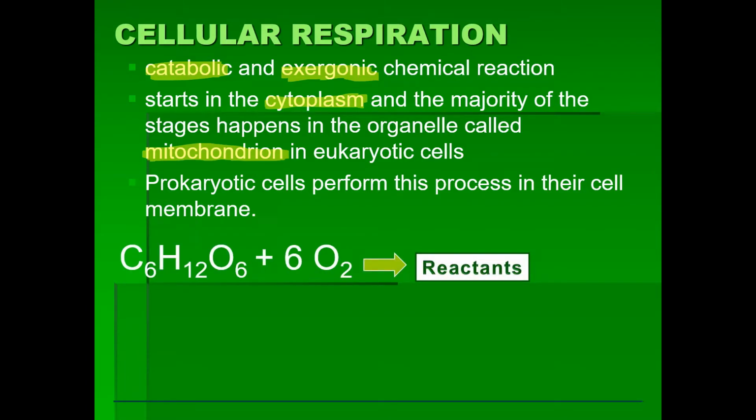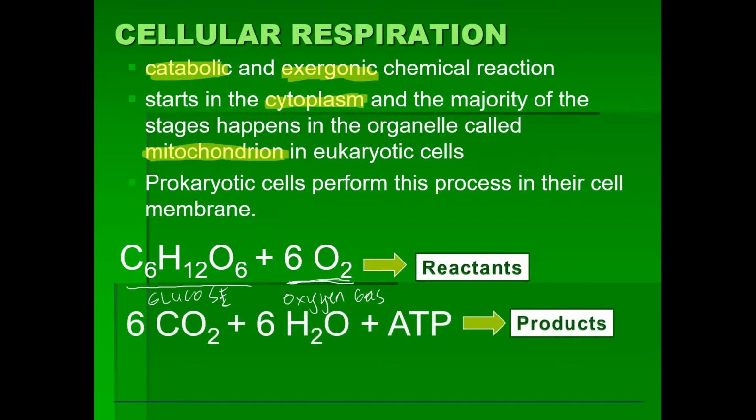So the reactants of cellular respiration are the following. We have here C6H12O6, this one. This is our glucose. And then we have 6 molecules of oxygen gas. These are the reactant molecules. Note, class, that the reactant molecules will undergo different stages or different processes that are considered oxidative in nature. After undergoing those processes, the reactant molecules will be converted into the products, which are the following.